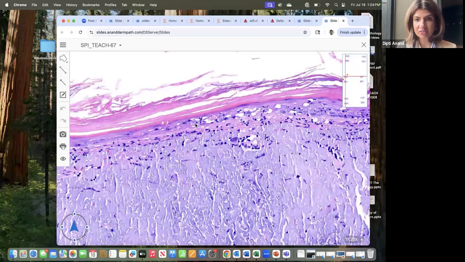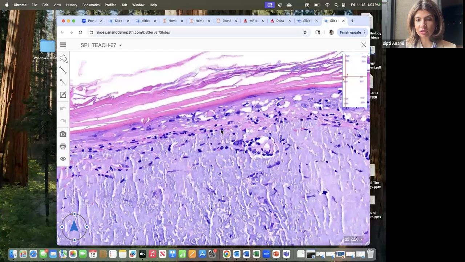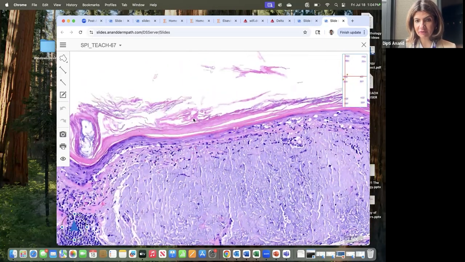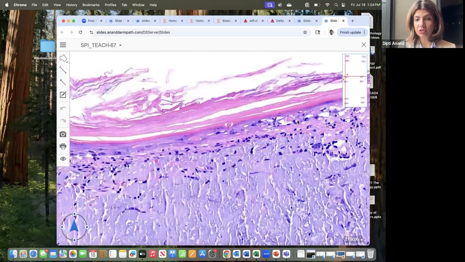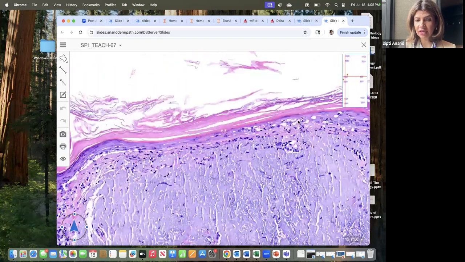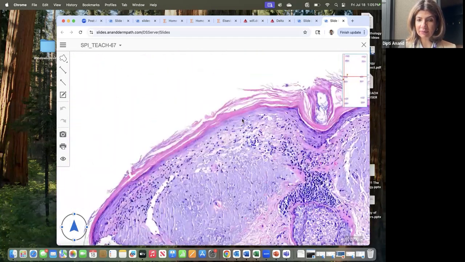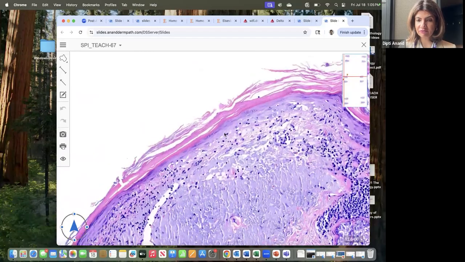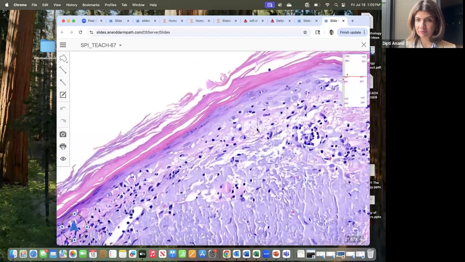So what does chronic interface vacuolar mean? It means you're seeing epidermal atrophy with effacement of the rete ridge pattern. So you don't see rete ridges, so that's epidermal atrophy. You see hyperkeratosis, but most importantly, you see a very thick basement membrane. The basement membrane begins here, it ends over here. Okay, so you see epidermal atrophy, hyperkeratosis, effacement of the rete ridge pattern, and a very, very thick basement membrane.